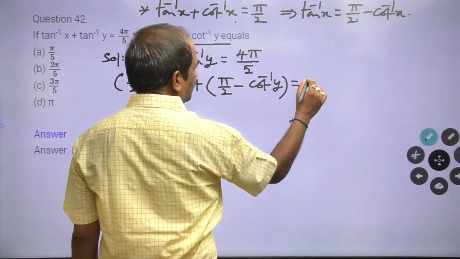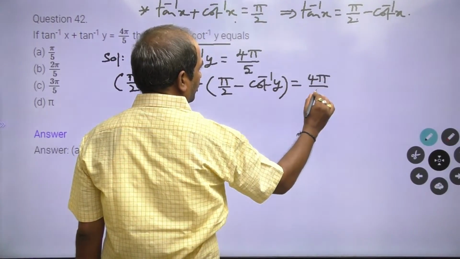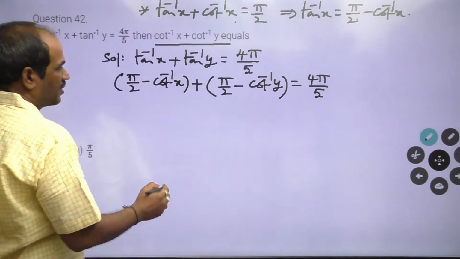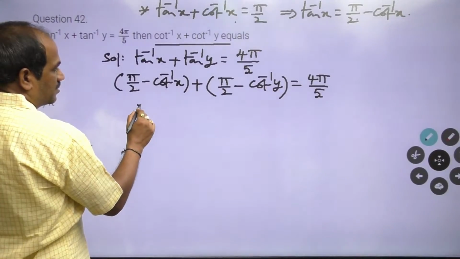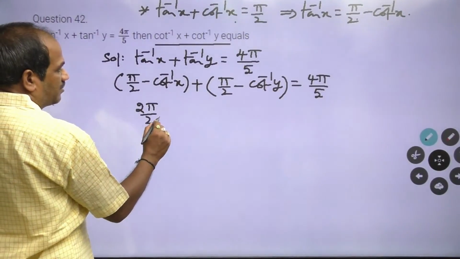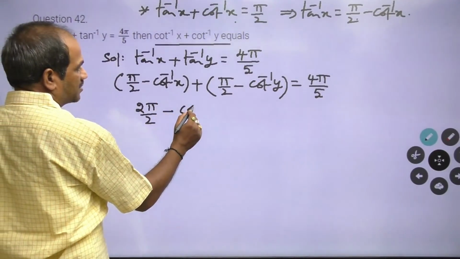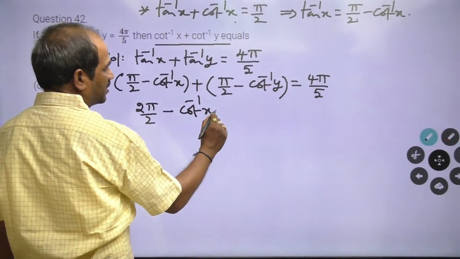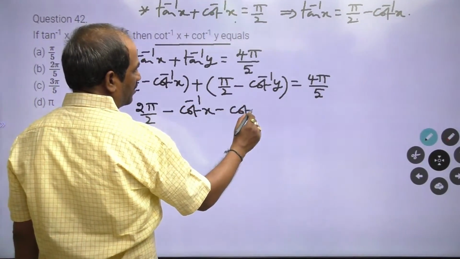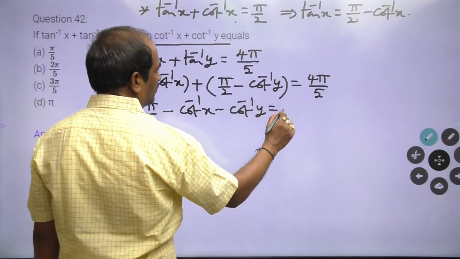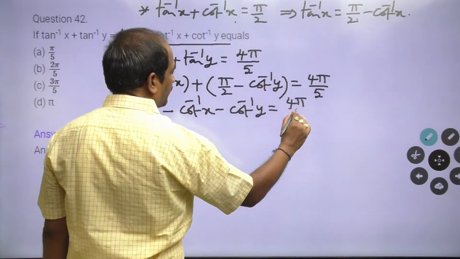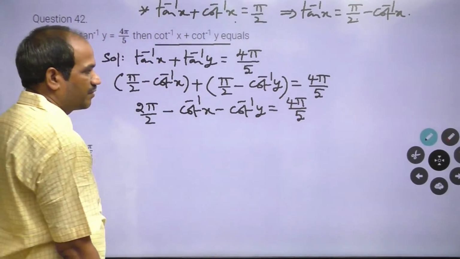Okay, this is equal to 4 pi by 5. Here, pi by 2 plus pi by 2, so that is 2 pi by 2, minus cot inverse x, minus cot inverse of y is equal to 4 pi by 5.